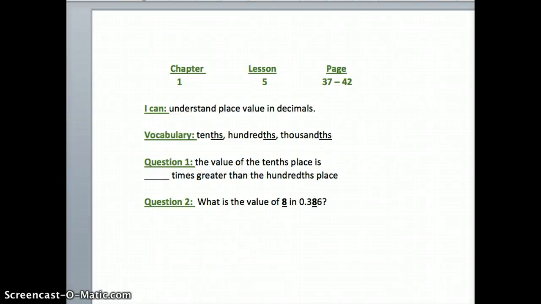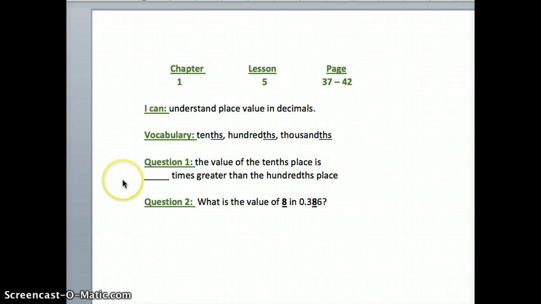For this lesson, it's Chapter 1, Lesson 5, pages 37 through 42 in your textbook. Our objective is I can understand place value in decimals. So we've been talking about place value in whole numbers up to the millions place, and now we'll be talking about place value in decimals. Our vocabulary is tenths, hundredths, and thousandths.